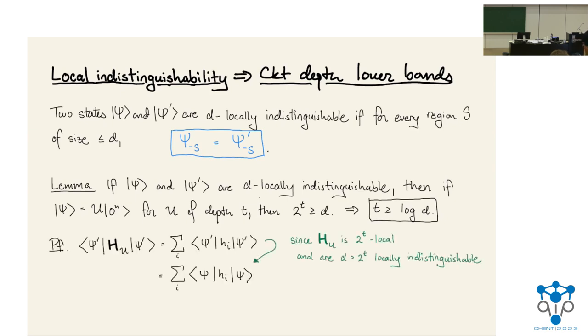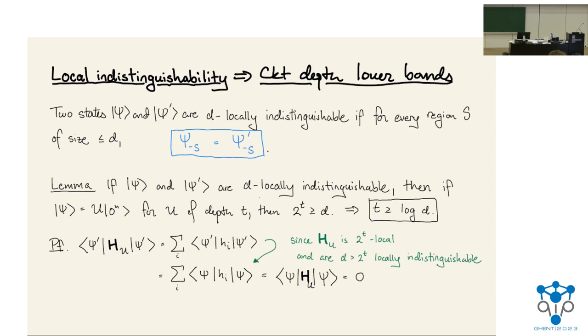Okay, so how are we going to do that? Well, let's take that Hamiltonian we built two slides ago, HU, and let's analyze it. So let's compute the energy of psi prime with HU. This is just a thought experiment. There's no actual algorithm here. The first line is just saying I can rewrite HU as the sum of local terms of the Hamiltonian. But then the second line says, whatever the energy was with psi prime, that's the same as the energy with psi. And that's because HU is 2 to the T local, and we're going to assume that D is greater than 2 to the T, which gives us the local indistinguishability. So what it's saying is that HU cannot distinguish these two states psi and psi prime. That's what local indistinguishability gives us.